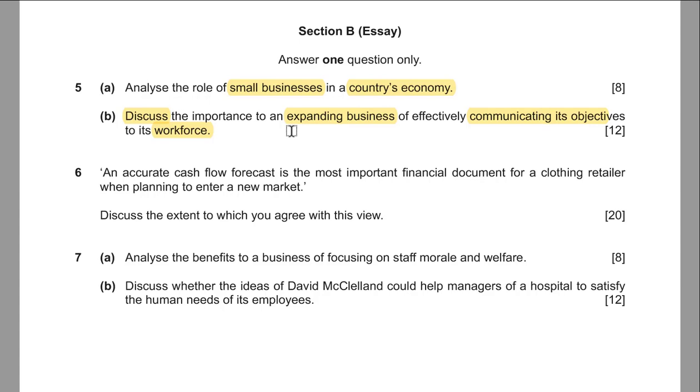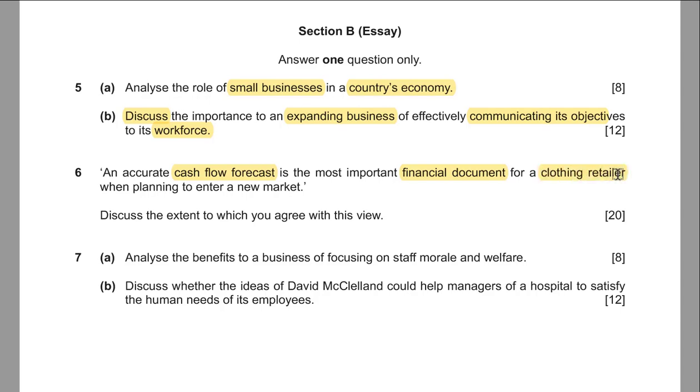So question 6 is the 20 mark question. I generally advise not to go for the 20 mark questions unless you're really confident in answering the content and the context of this question. So the content for this one is going to be cash flow forecast. But we're comparing cash flow forecast against other important financial documents. So that could be the income statement or the statement of financial position. And we've got to have the context in there as well of a clothing retailer.